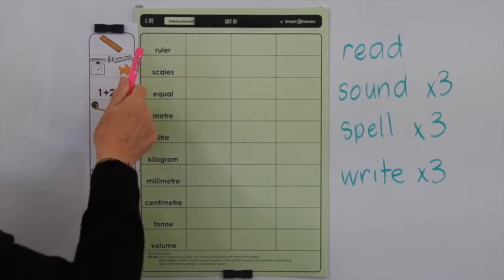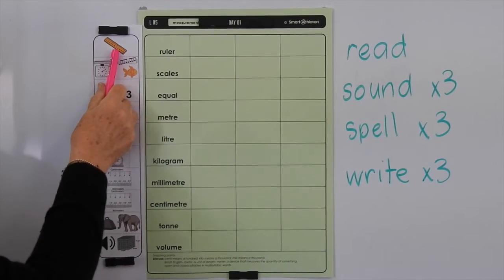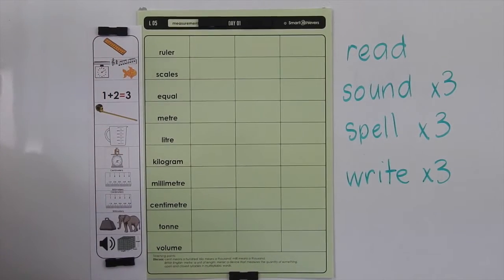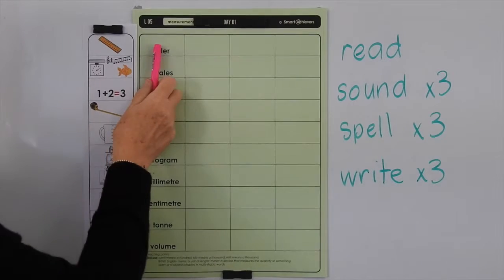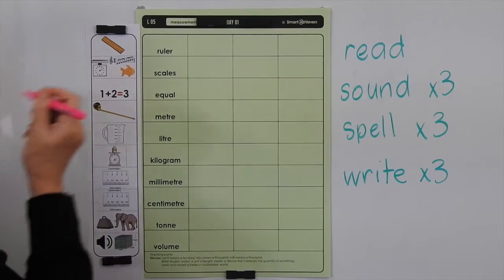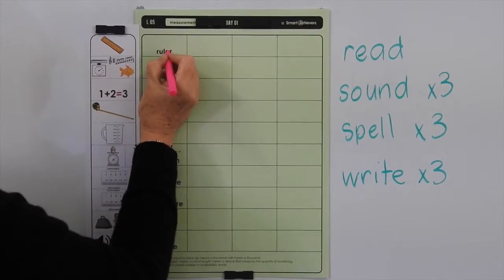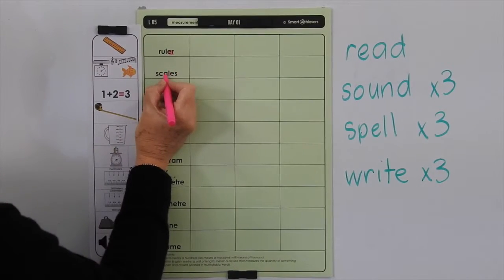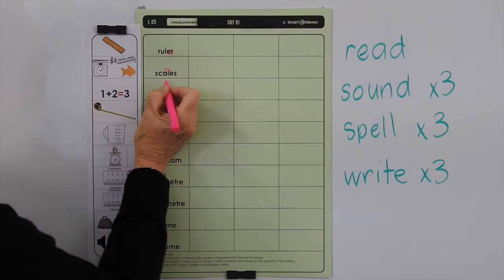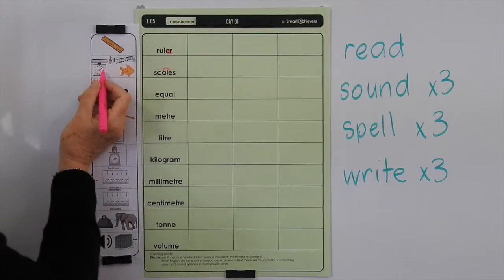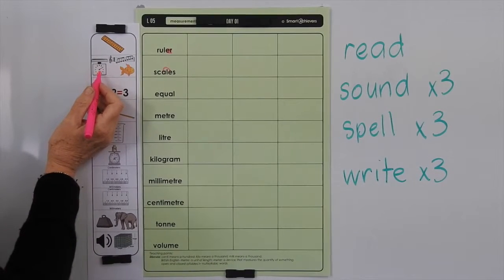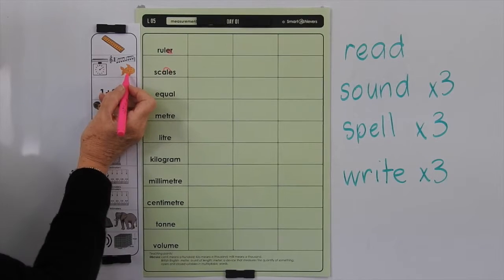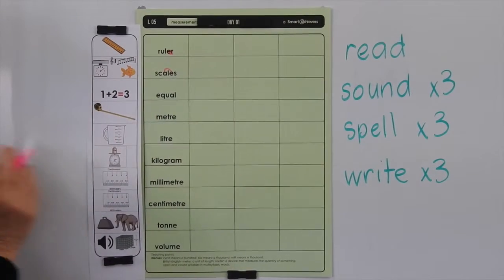Ruler is something that you measure with, so you can measure centimetres or millimetres with it. It tells us how long something is. On ruler, we've got the ER on the end. Scales, we've got that E making the A make the long sound. You can have scales that you can weigh things on. You can also have scales in music or scales on a fish as well, but they're all spelt the same way.